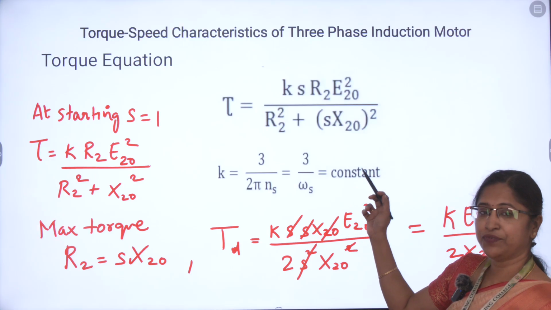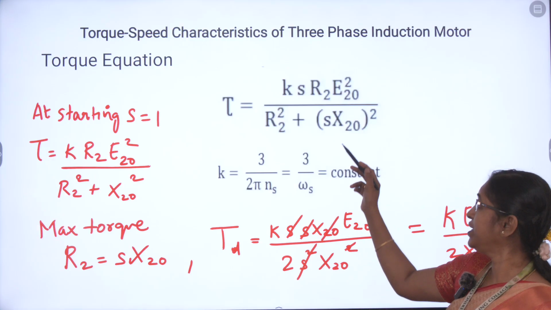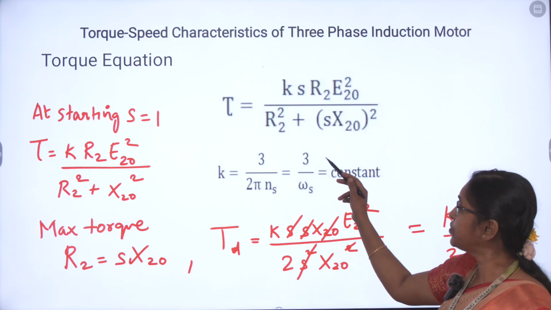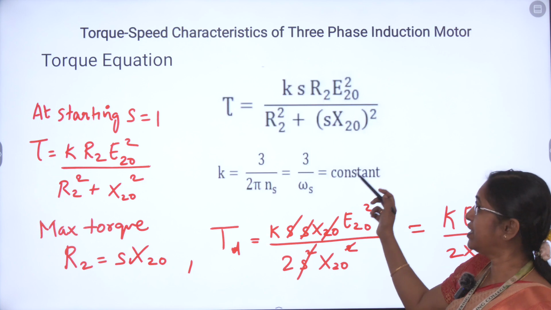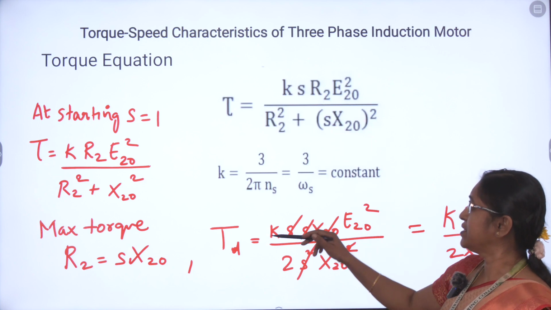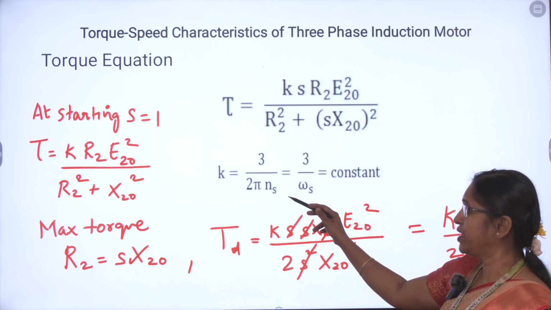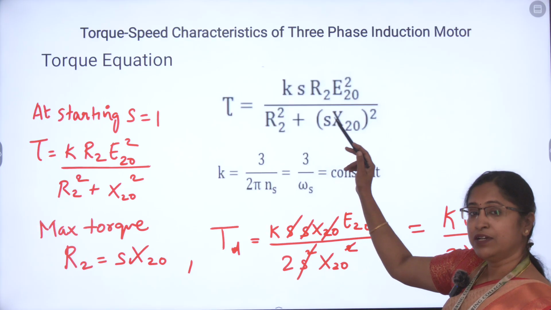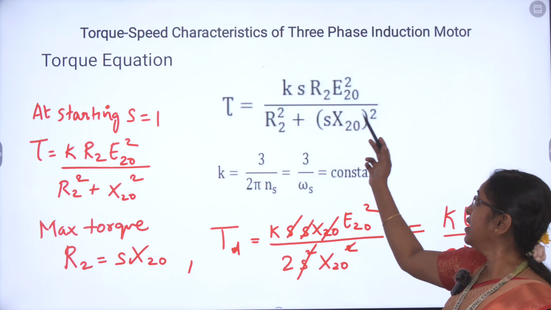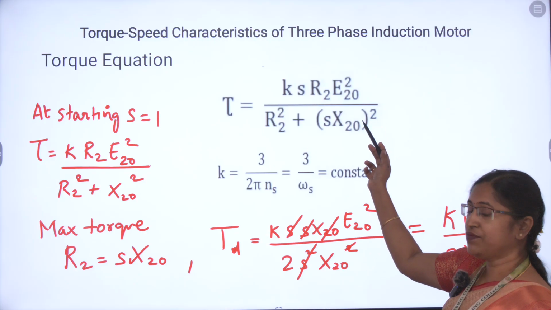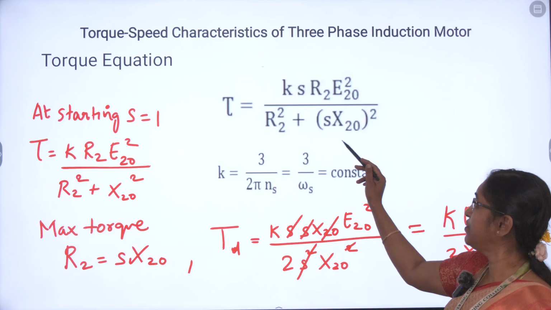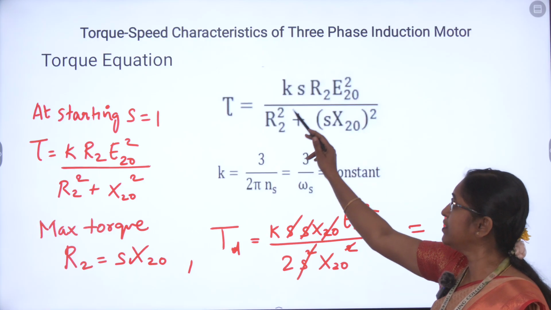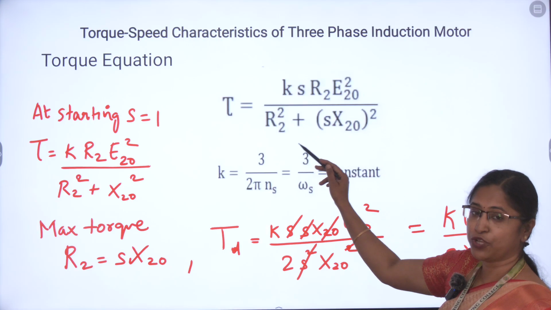Generally, the torque equation of a three-phase induction motor is given by K into S into R2 E2 naught square by R2 square plus S X2 naught square, where K is a constant given by 3 by 2 pi Ns, which involves the angular speed, and R2 is the rotor resistance on the secondary side, E2 is the rotor EMF on the secondary side, and X2 naught is the rotor reactance. This is the overall formula for torque.